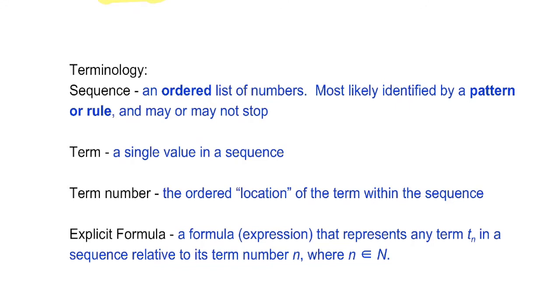A sequence is an ordered set of numbers, and we don't want it to be confused with something else, which I'll explain in a second. It's an ordered list of numbers, most likely identified by a pattern or rule that may or may not stop. When we say ordered, it doesn't have to be in numerical order or sorted. What it means is that there's a definitive order to the numbers.